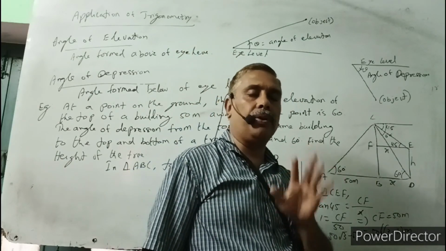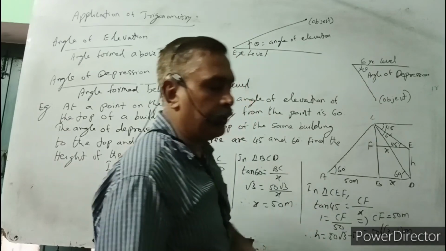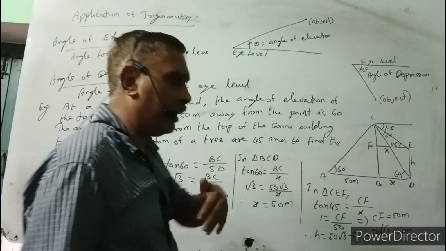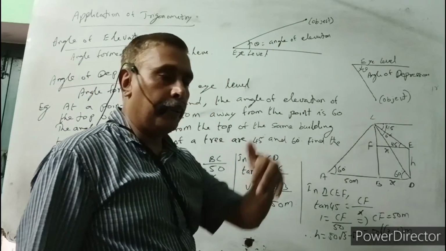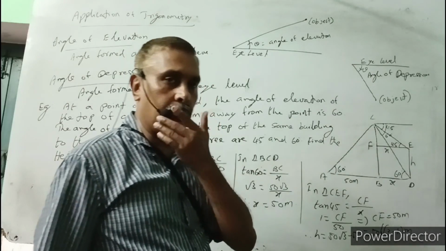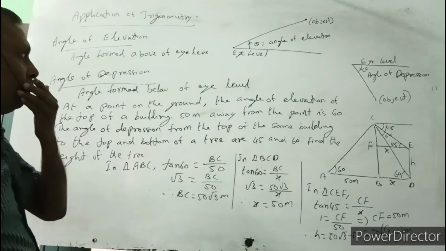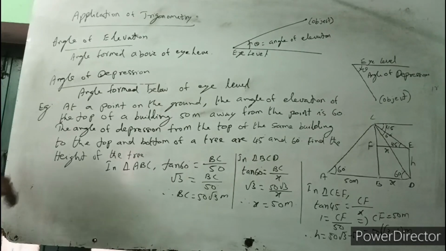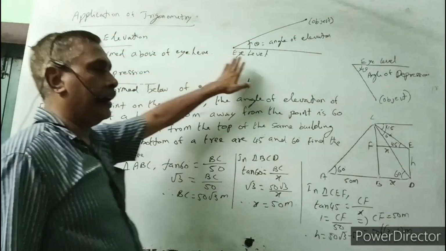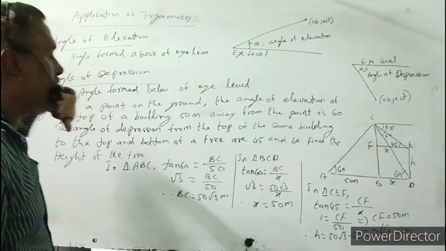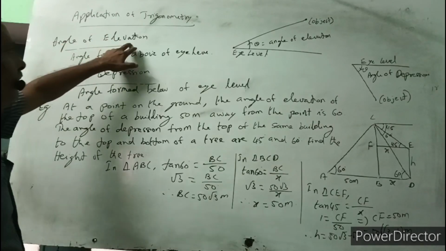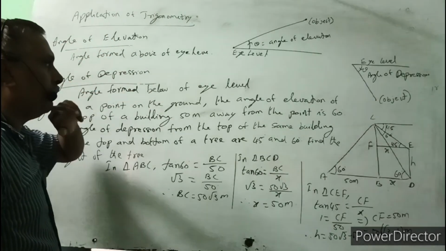So that only you can use with the help of trigonometry. We may find out the heights and how far away the particular tree is, all those things. So height and distance we can find out. That is the main use of trigonometry. So for this we need to learn two terms. One is angle of elevation and the other is angle of depression.